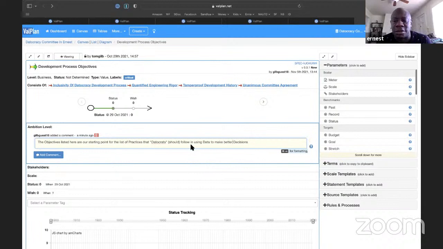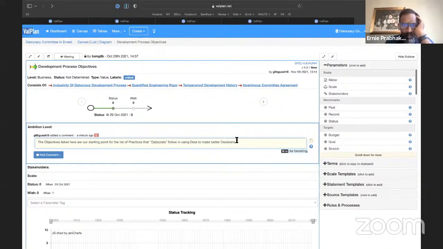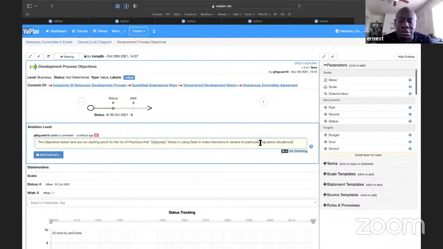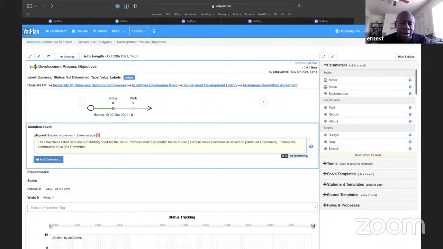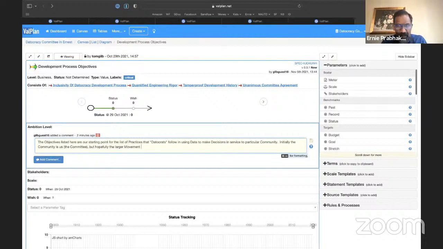Better than what? Good point. Decisions. Yeah, just decisions. Service to a particular population, audience. Community. Sure, community. Yeah, like I said, it's a subset of technocrat, and we use certain techniques. And the point is that the community is us, the committee, but hopefully the larger movement, this will.